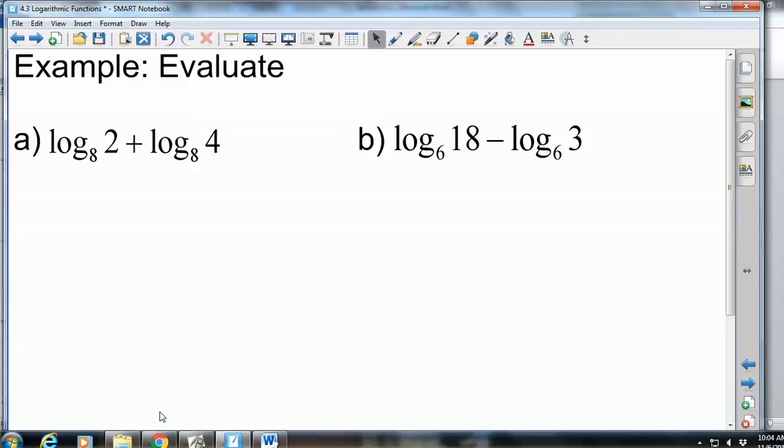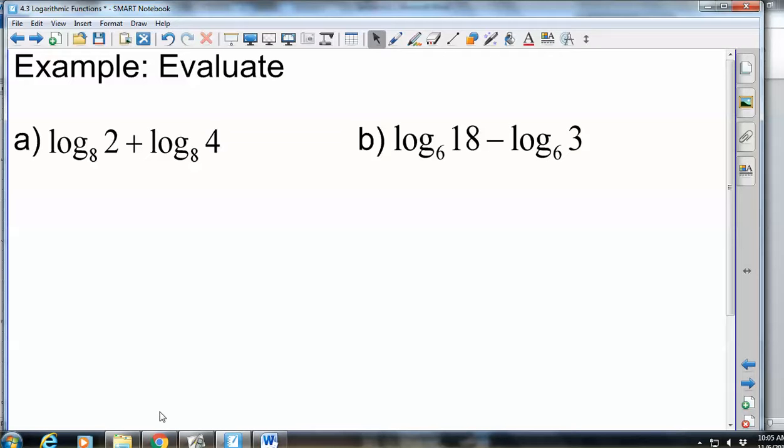Log base 8 of 2 plus log base 8 of 4. We did it at the end of Algebra 2. Log base 8 of 2. Do you know off the top of your head 8 to what power equals 2? Anybody jump? Okay, so if you don't know, how else could we evaluate it? We can set it equal to x and work the equation.